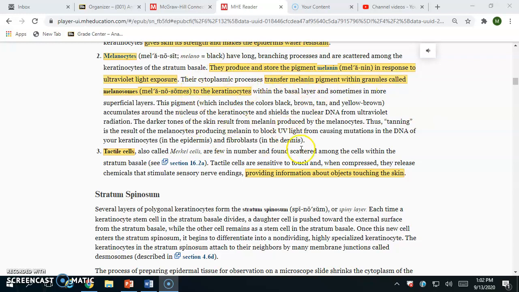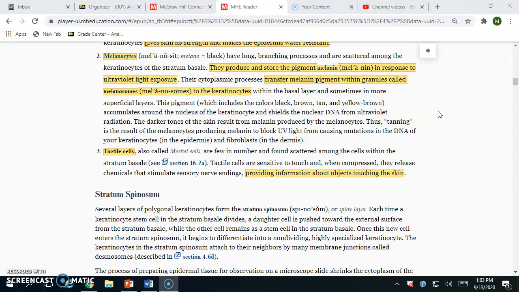So the melanocytes' function, what we need to know about it, is that it produces the melanin, which is a pigment, and it's producing it in response to ultraviolet light or sunlight. We'll talk a little bit more about the role of melanin in skin color and also in protecting our keratinocytes from the UV light that we're exposed to pretty frequently.